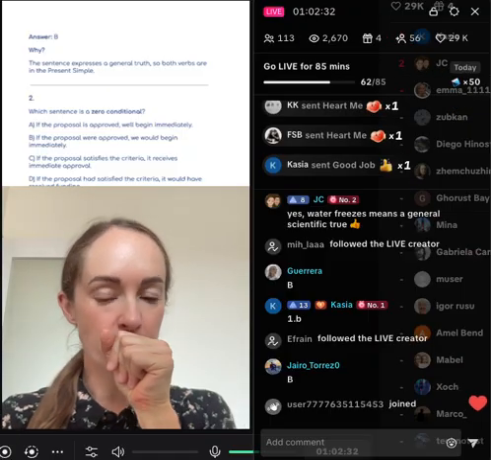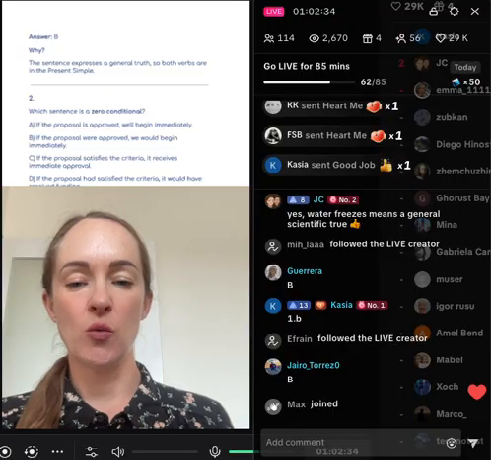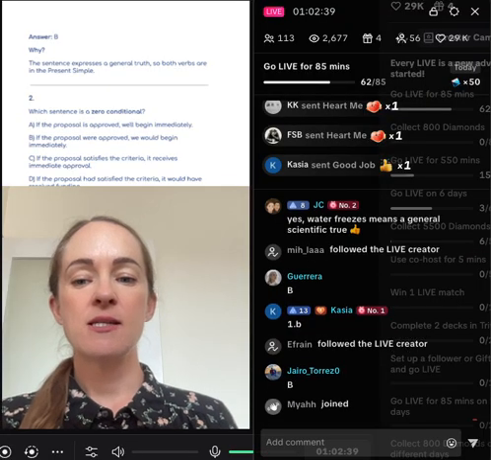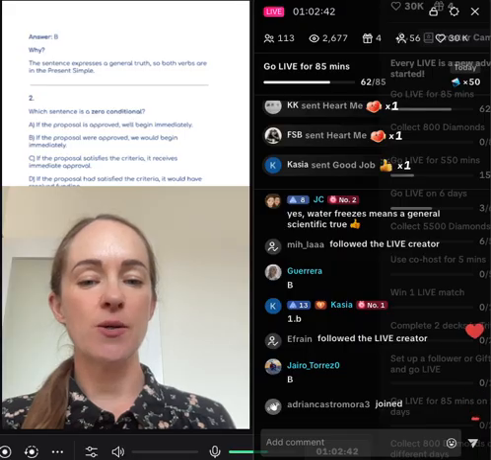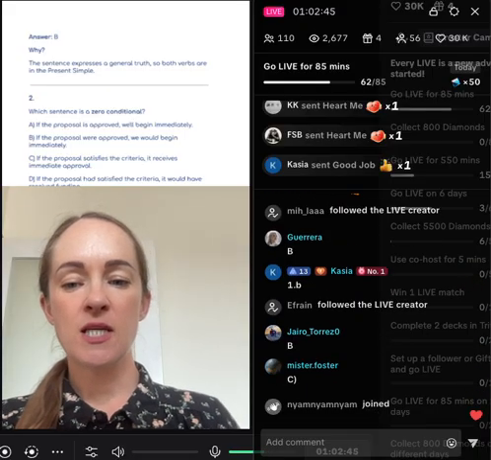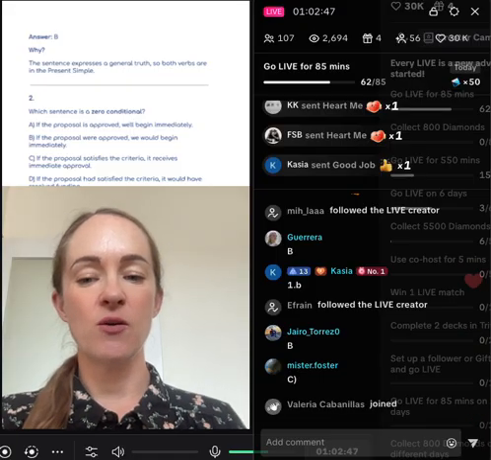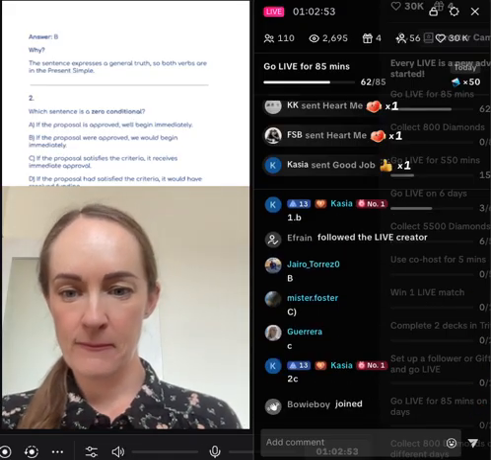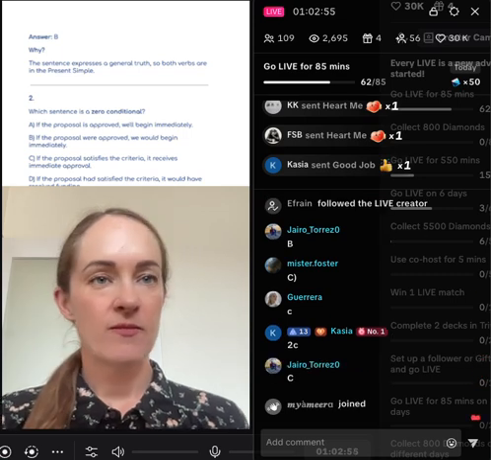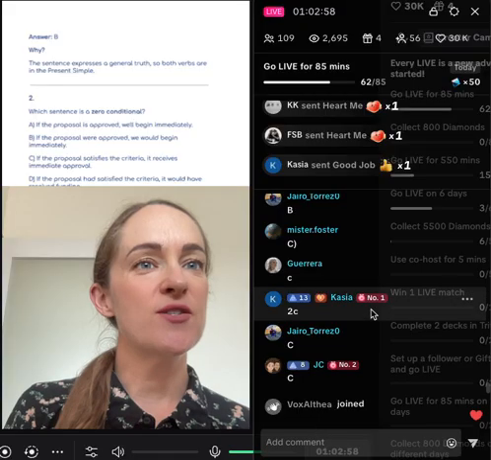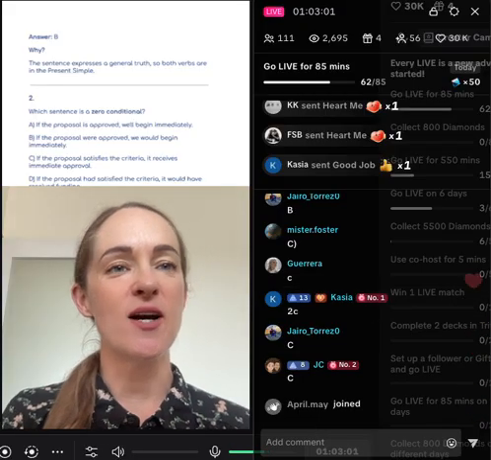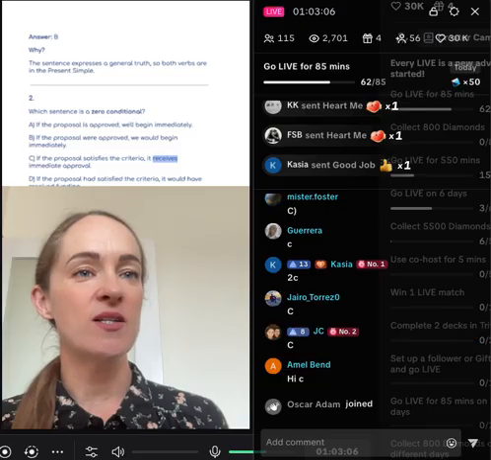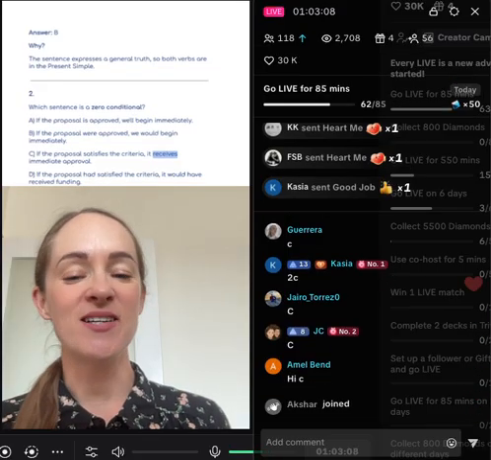Letter A. If the proposal is approved, we'll begin immediately. B, if the proposal were approved, we would begin immediately. C, if the proposal satisfies the criteria, it receives immediate approval. D, if the proposal had satisfied the criteria, it would have received funding. Mr. Foster, Guerrera, Cassia, Jairo, JC, you got it. Well done, guys. Good job, C. We have there satisfies and receives. Well done. Yeah, C.